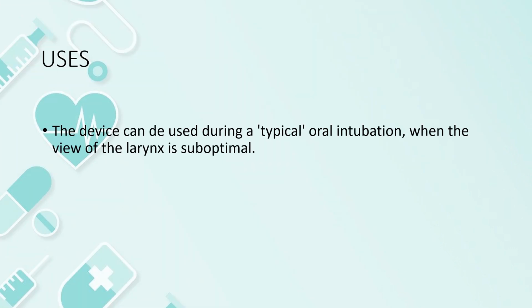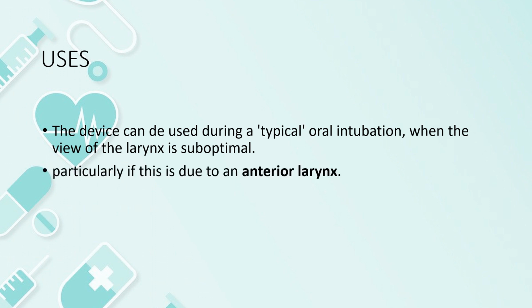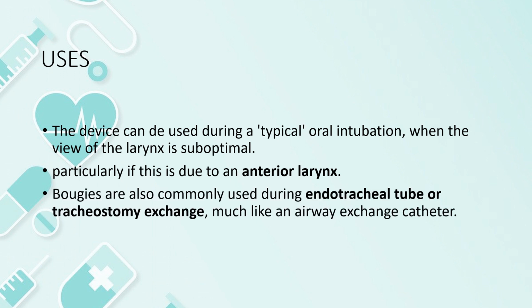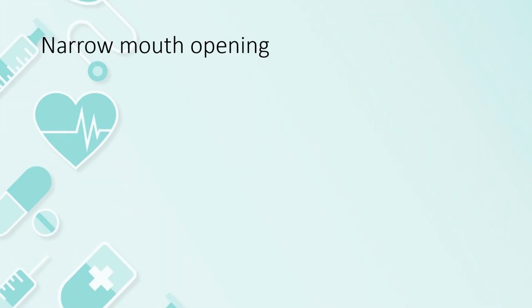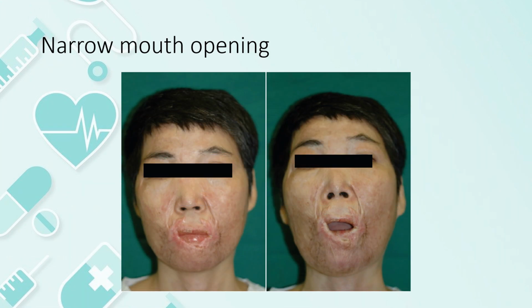Uses: it is typically for oral intubation when the view of the larynx is suboptimal, especially if it is an anterior larynx. The bougie is also commonly used during endotracheal tube or tracheostomy exchange. Another indication, in my opinion, that is very useful to use the bougie in, is a narrow mouth opening like this.